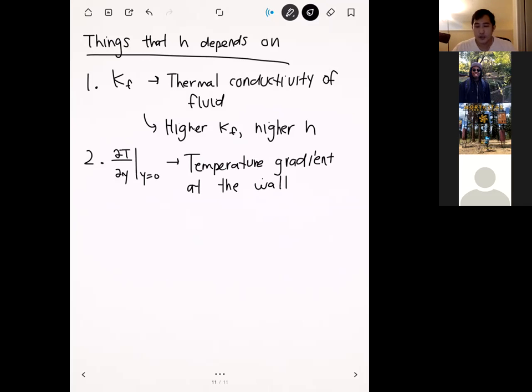And so basically what this tells you is that the higher the gradient, the higher H is going to be. And remember, gradient is nothing more than a change, right? So basically, if the temperature is changing rapidly within the boundary layer, then this is going to make H bigger.